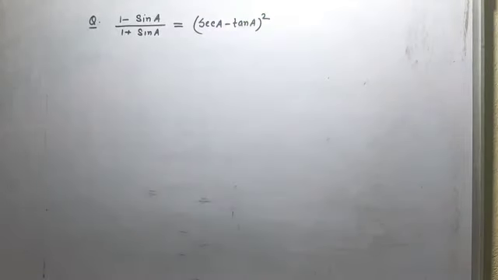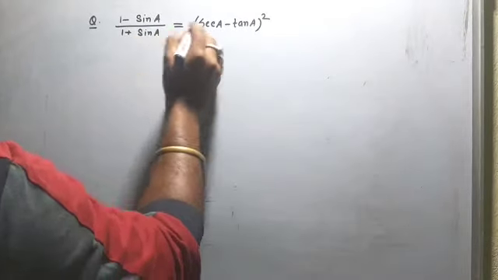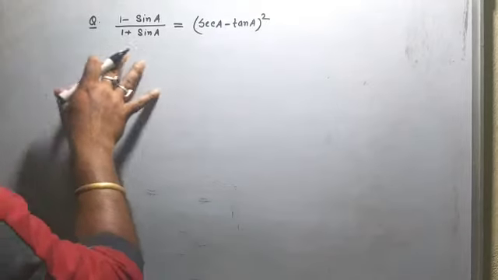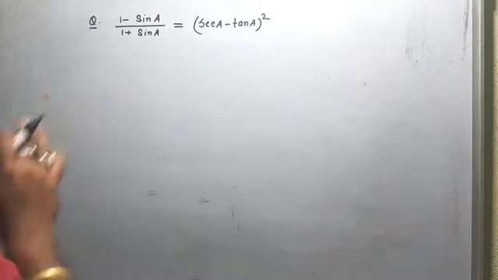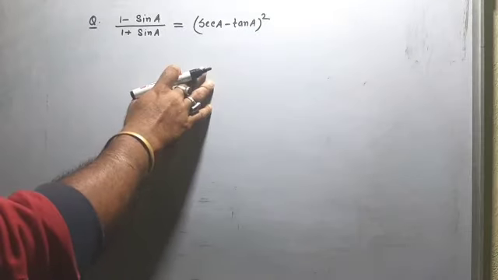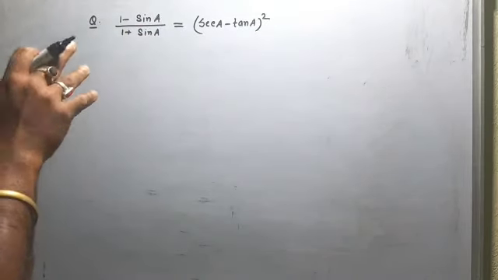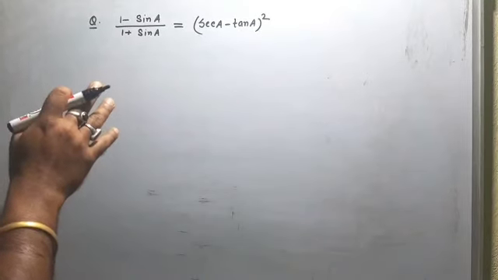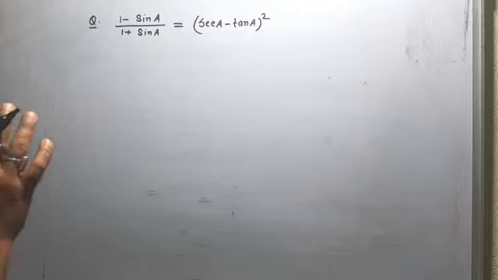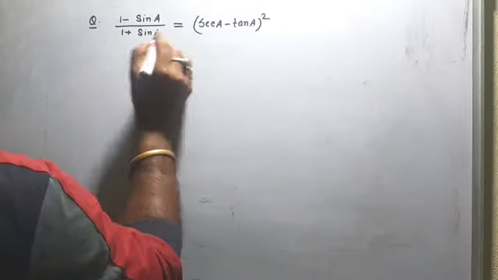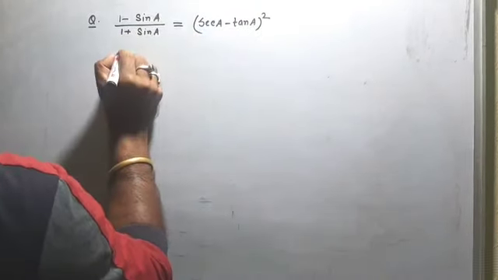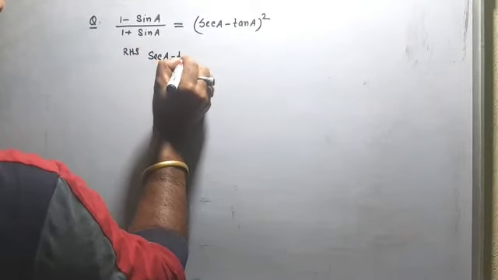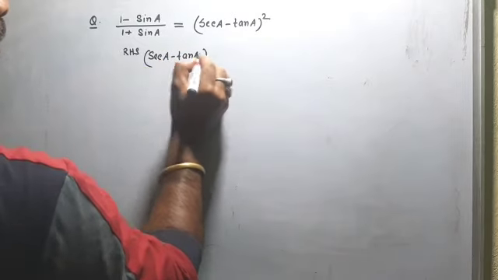1 minus sin a by 1 plus sin a is equal to sec a minus tan a. Similar question like the previous question, this is also similar, only the sign changes. In my previous question, that was cos a, and 1 plus cos a and 1 minus cos a. Here it is 1 plus sin a, 1 minus sin a and 1 plus sin a. So again I take RHS: sec a minus tan a whole square.